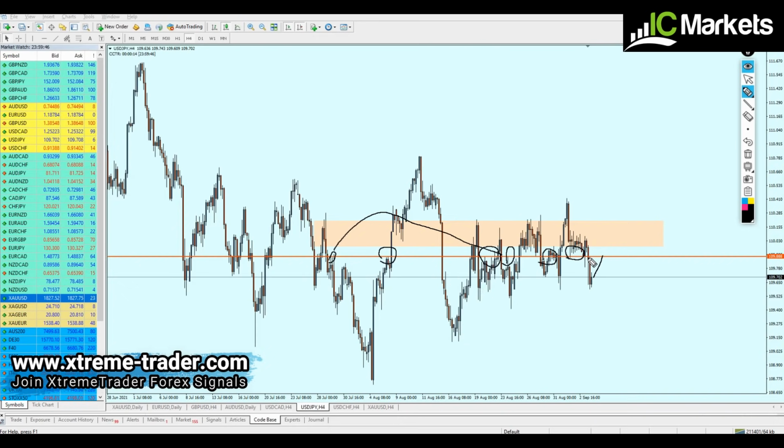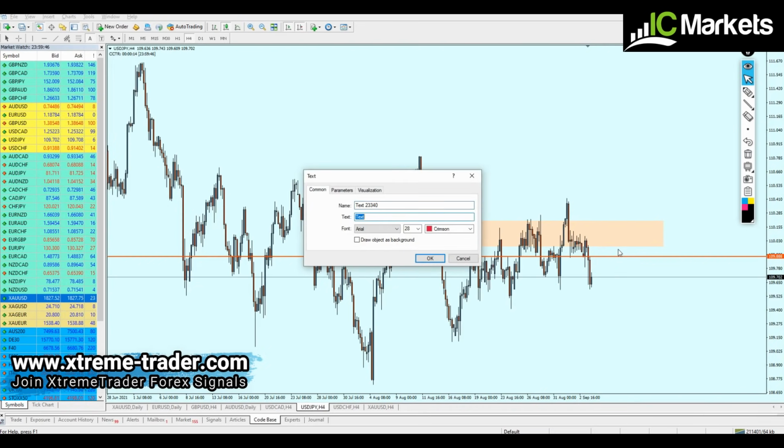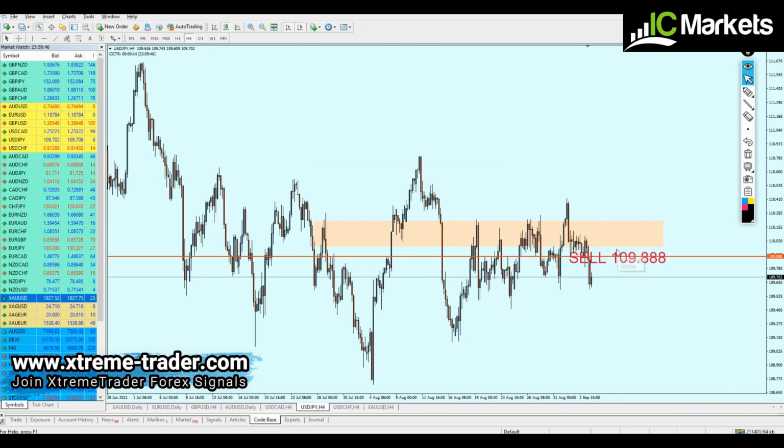We just have to wait for the pair to reach the level of 109.888, and then we can start shorting it, which means we have to wait for the pair to rise for another 20 pips before it's going to be valid for the short. Sell for the USDJPY at 109.888.